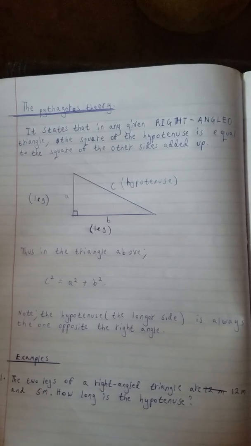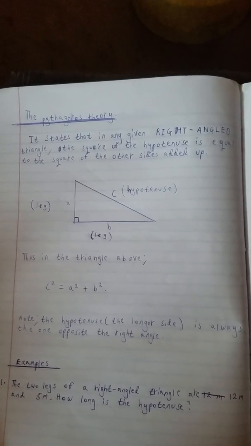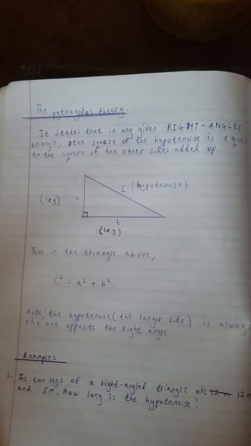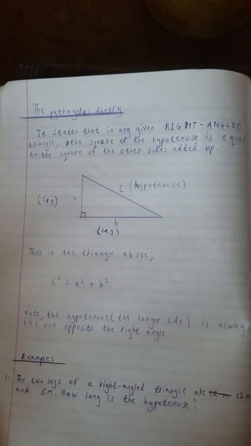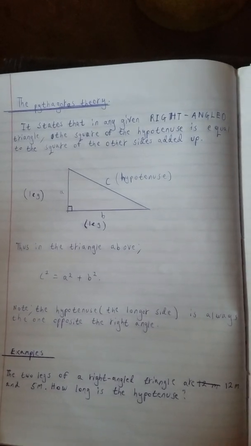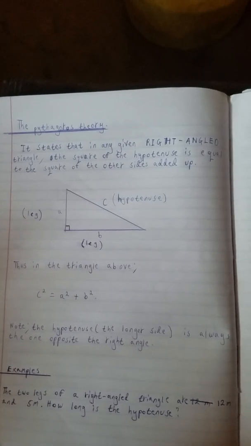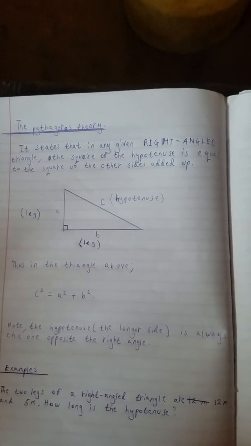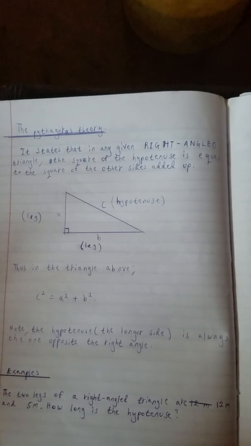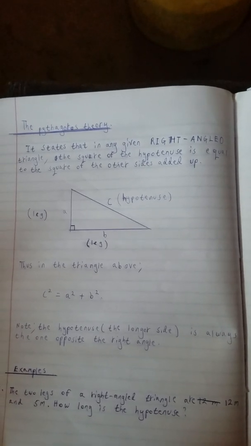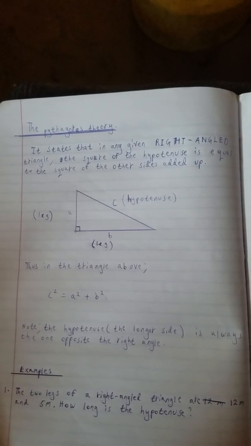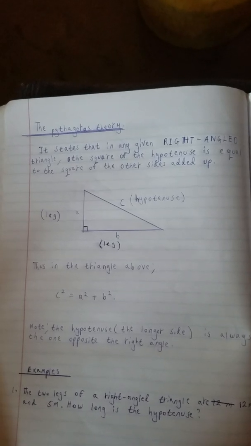The Pythagoras theory is a theory which helps us to find unknown sides of a right-angled triangle upon being given just two of the sides. You can calculate the third one. The Pythagoras theory states that in any given right-angled triangle, the square of the hypotenuse is equal to the square of the other sides added up.